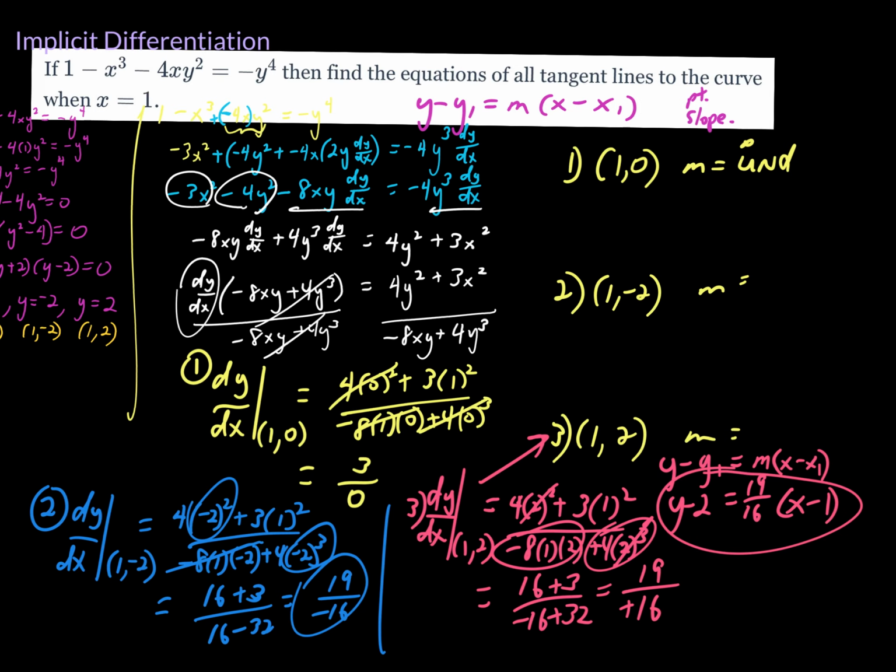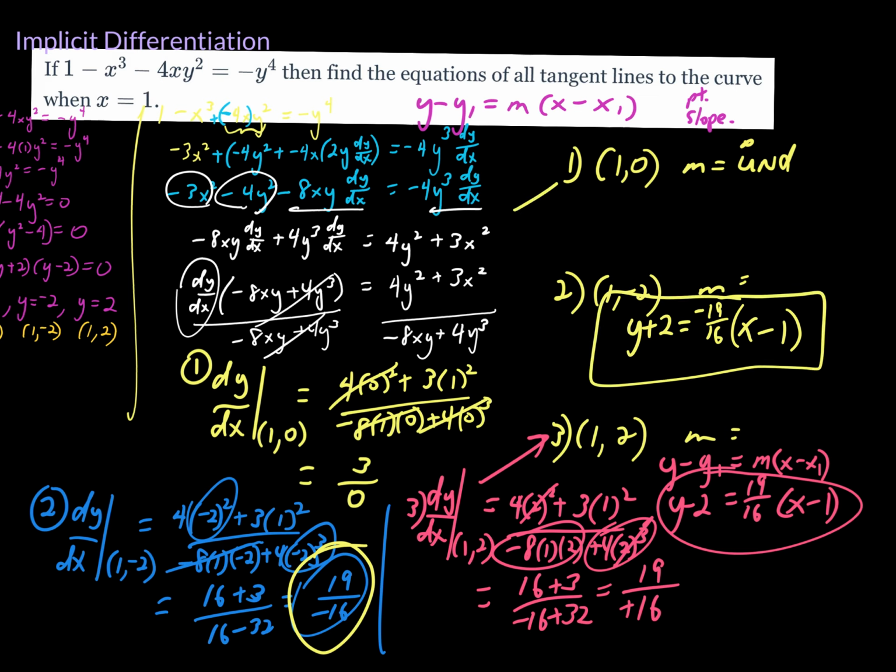There's one equation. The next equation, up here, we'll do this one in yellow. We have y minus a minus 2 equals, well, the slope was over here in blue. The slope was negative 19 over 16, and it was x minus a 1. There's my second equation. I wanted to save this one for last because it's a little unique.